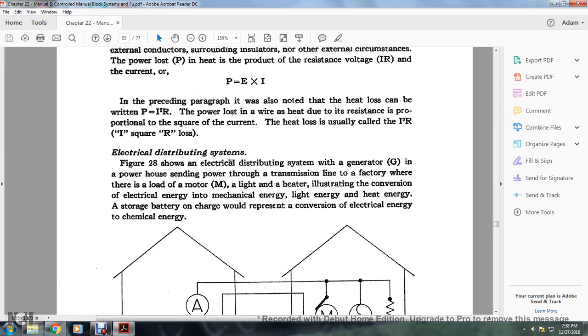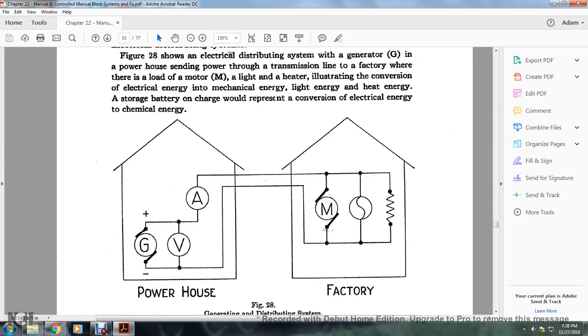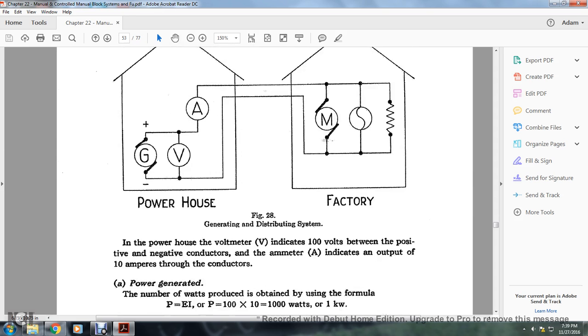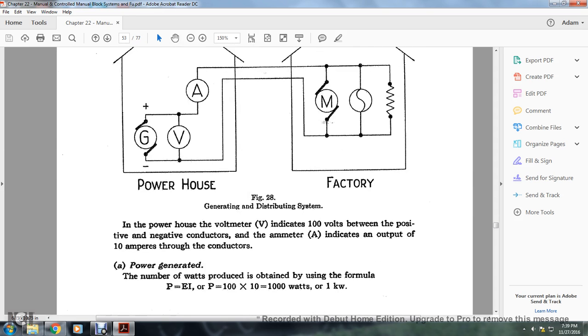Electrical distribution system. Figure 28 shows the electrical distribution system of a generator in a powerhouse, sending the power through the transmission line to the factory. There is a load of a motor, lights, and a heater, illustrating the conversion of electrical energy to magnetic energy, light energy, and heat energy. Storage battery charging represents the conversion of electrical energy to chemical energy. The powerhouse has a generator, voltmeter, ammeter, and motors, and the symbol across the resistance.